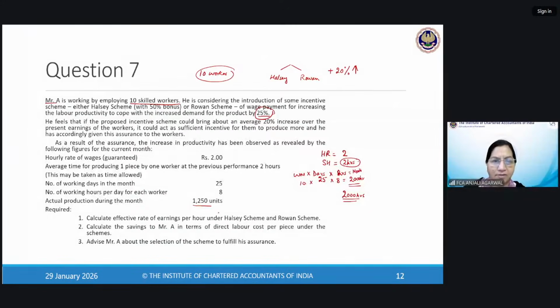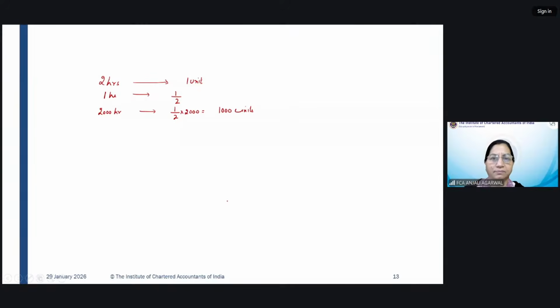And they produced 1250 units. Did the management achieve the objective of 25% productivity increase? So earlier they would have produced only 1000 units. Now they're producing 25% more, 1250 units. Yes. So because the workers were given an incentive, that will give you an incentive.